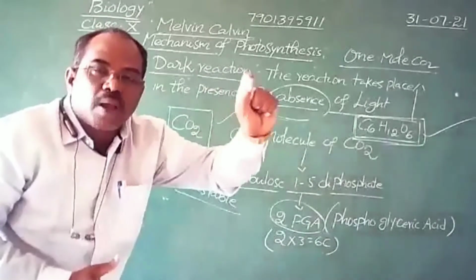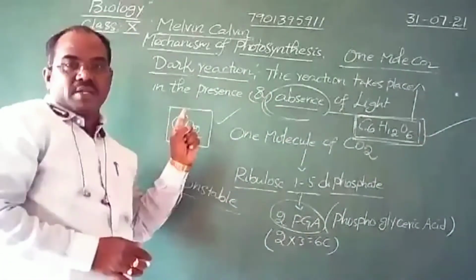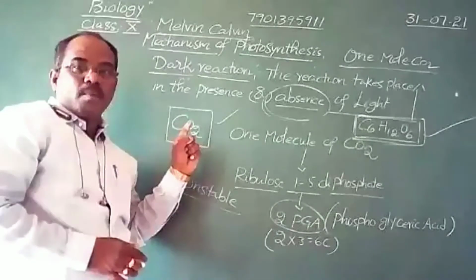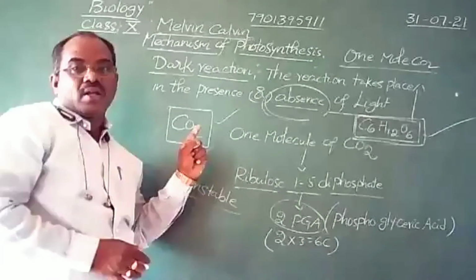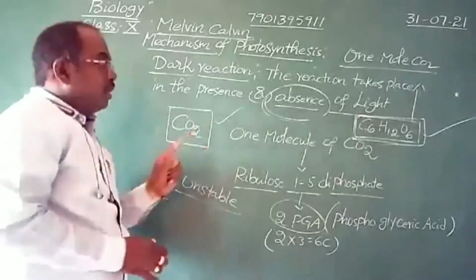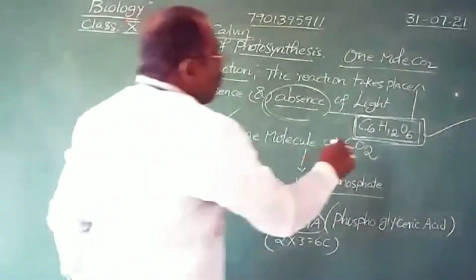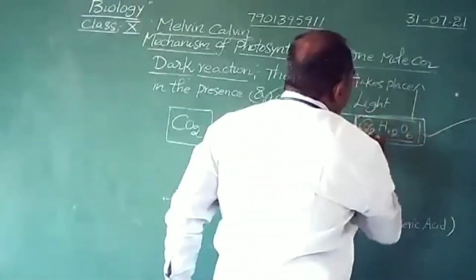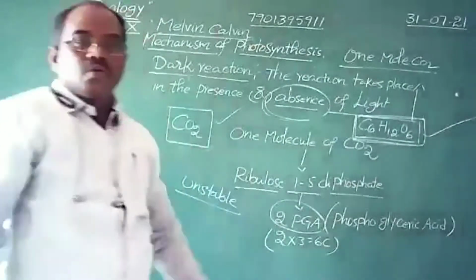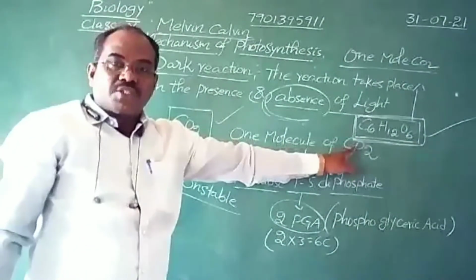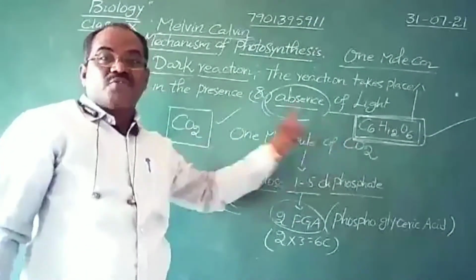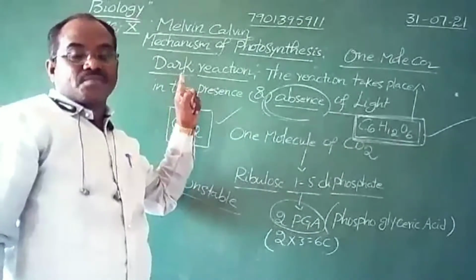He got a Nobel Prize for this work. Okay, what is the end product of dark reaction? Glucose. Glucose or starch is the end product of dark reaction.